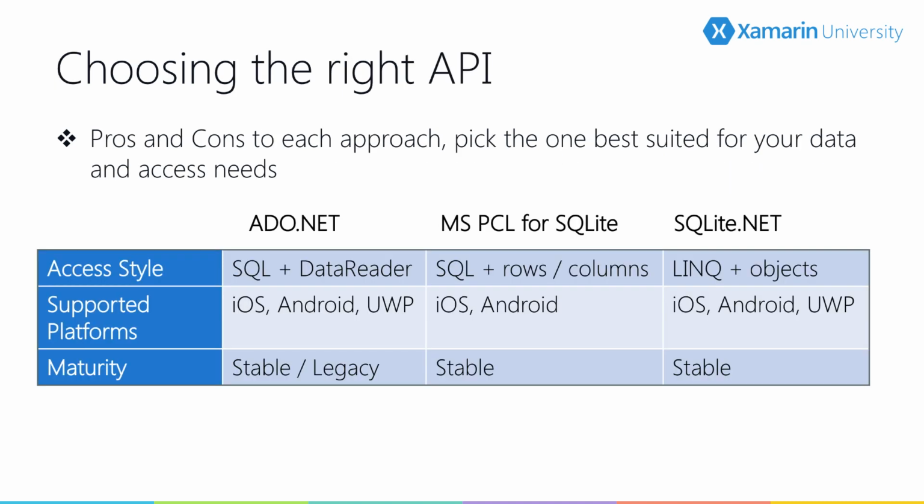Let's compare the approaches. Each of them has got several pros and cons. ADO.NET is really well known, relatively easy to work with. However, it's going through a few layers of abstraction here, so it's the middle of the road performance-wise. The Microsoft Portable Class Library for SQLite is really a very thin wrapper around the C++ APIs. Documentation is fairly minimal. It supports iOS and Android, but no UWP support. SQLite is really the most common approach being used today.